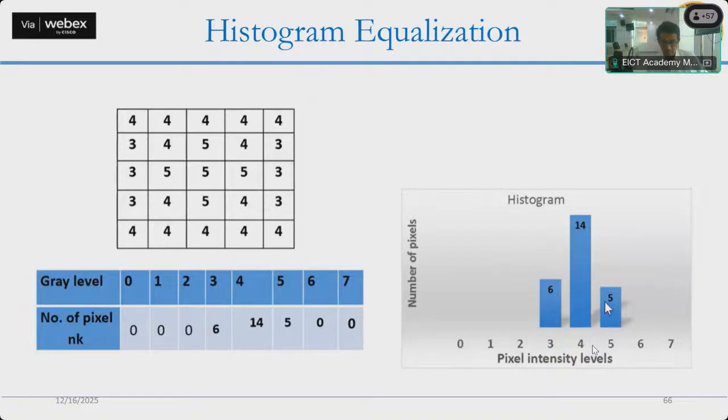Come back after 5 minutes, around 4:10, 4:12 we will start.